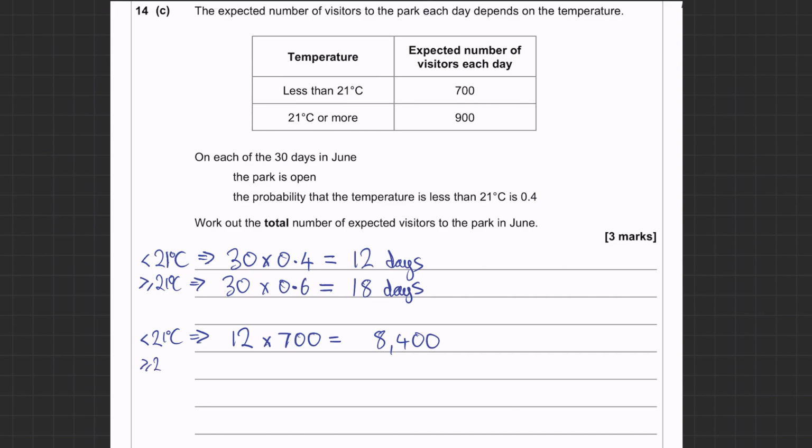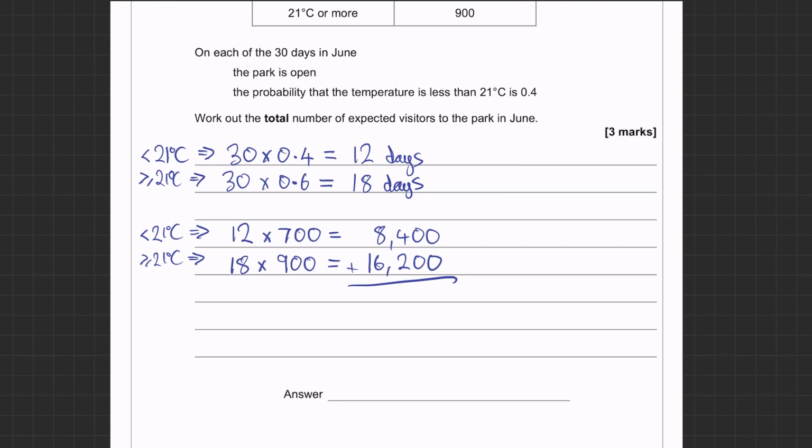And for the more than or equal to 21 degrees, there are going to be more visitors, which is 18 multiplied by 900, which we've got from the table there, which is going to be 16,200. So we know the total number of people over the 12 days and the 18 days. So therefore, if we add them both together, we're going to get a nice grand total of 24,600 visitors.